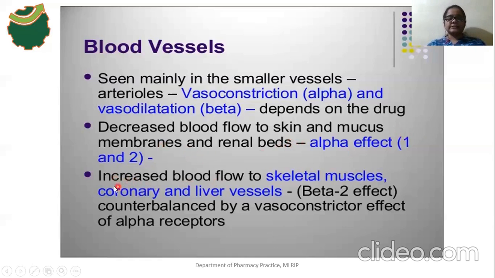Okay, and there is an increase in the blood flow to the skeletal muscles, the coronary vessels, and the liver vessels. Why? Because of the beta 2 effect, mainly. These beta 2 receptors are mainly present in the skeletal muscle blood vessels, and the beta 2 receptors are mainly present in the coronary vessels and liver vessels.